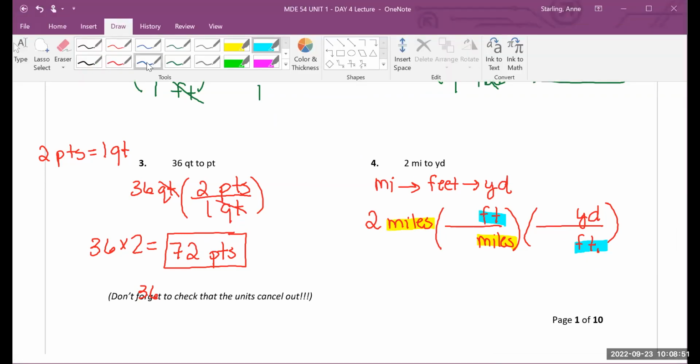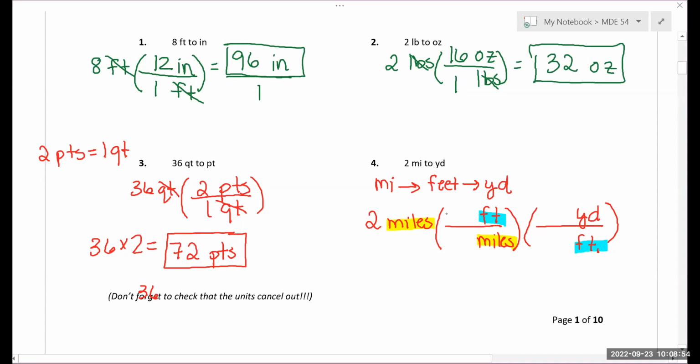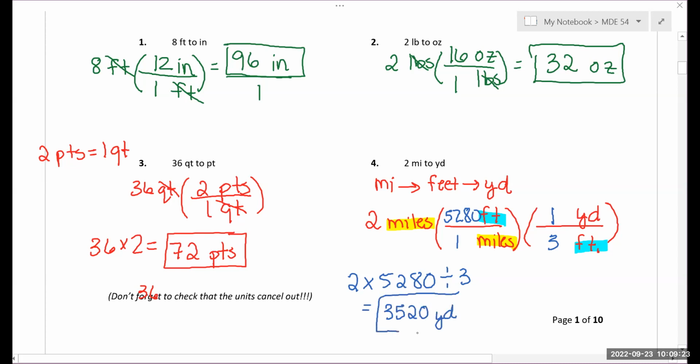So now I'll fill in those actual conversions. So the conversion is that there's 5,280 feet in the mile and 3 feet in a yard. So now what you do is you just go straight across. 2 times 5,280. You can do times 1 if you want, but then divided by that 3. So everything on top is multiplied, the bottom is divided. And I come up with 3,520 yards. And then you can go over to your assignment and work on the American unit part.